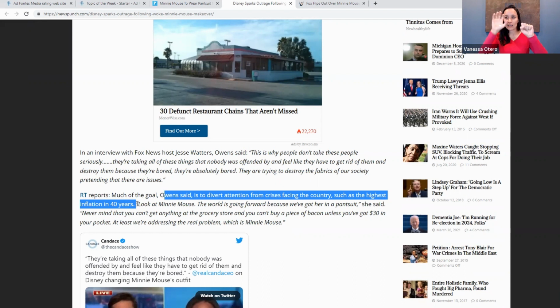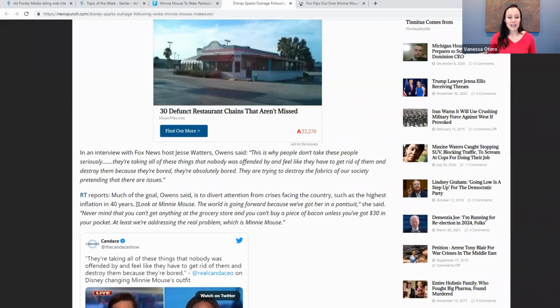So fact, fact, fact, conclusion. Fact, fact, statement of meaning, right? That's what a good analysis looks like. Here, this is like, here's a fact, mouse pants. Here is a conclusion, distracting from the real crisis that faces America. Those are not closely tied together. This is an opinion, and not a very good, well-supported opinion. Okay. So such as the highest inflation in 40 years. Look at Minnie Mouse. The world is going forward because we've got her in a pantsuit.